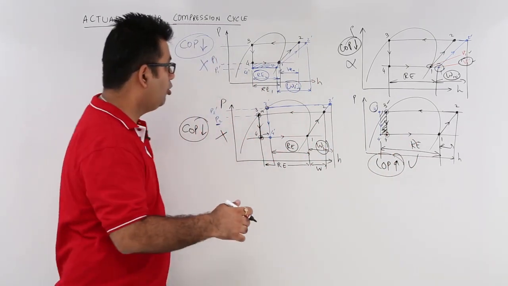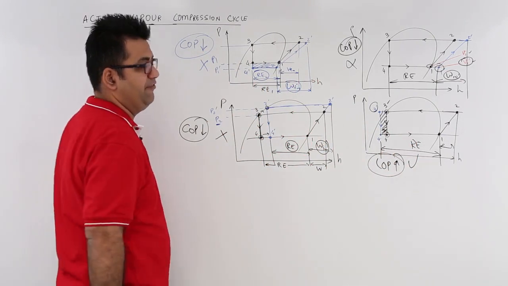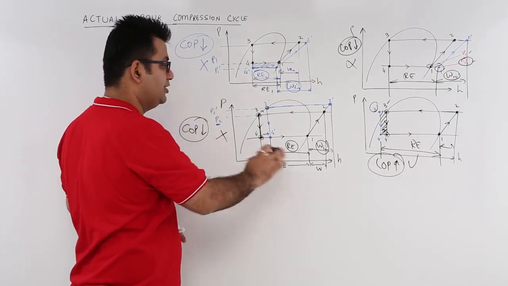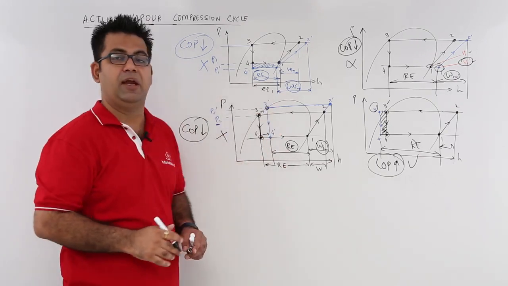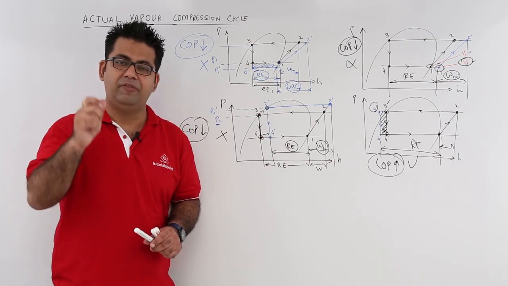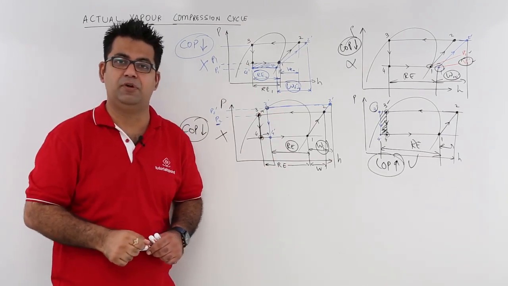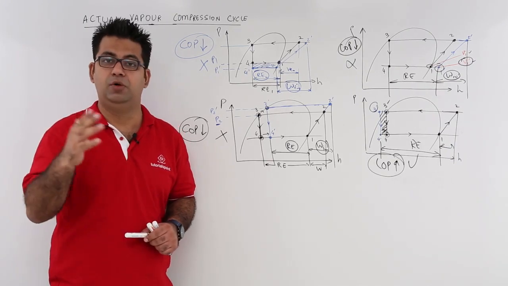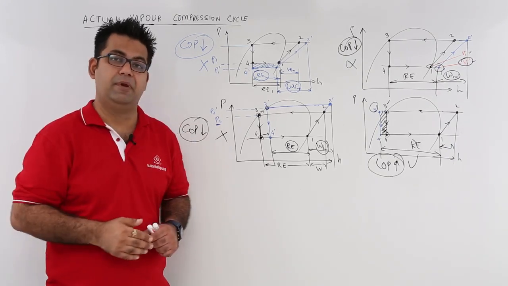Okay, so I hope you understood these four effects and how we vary these things to vary the COP and also the actualities that are present in the vapor compression cycle. So now, after having a look at the theoretical concepts of the vapor compression cycle, let's move on to the numerical portion and do some numericals on the vapor compression cycle.